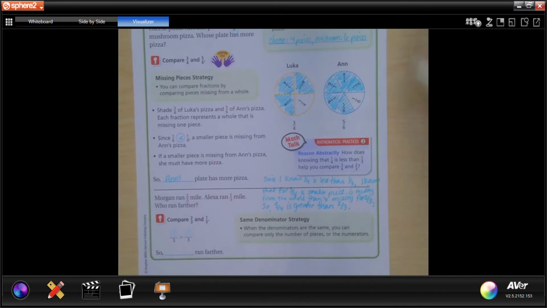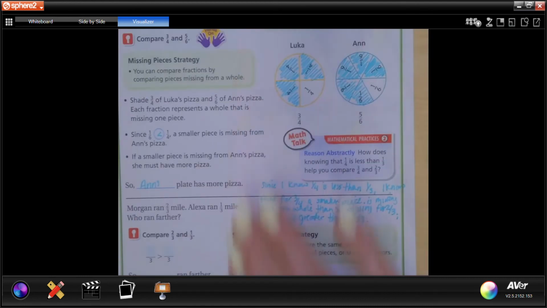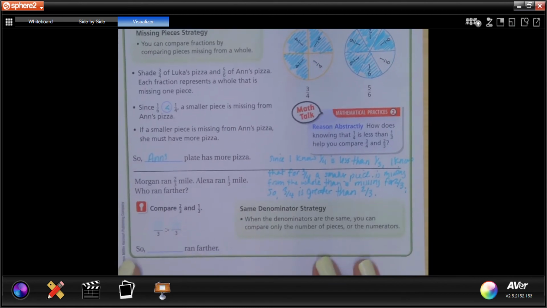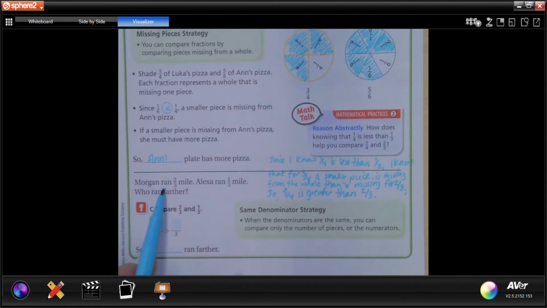I'm going to zoom in a little bit so you all can see better. There you go. So Morgan ran 2/3 of a mile. Alexa ran 1/3 mile. Who ran farther?